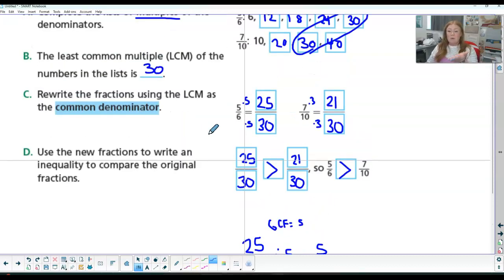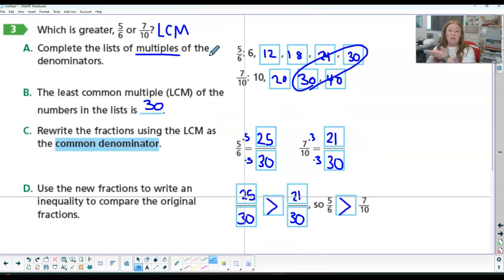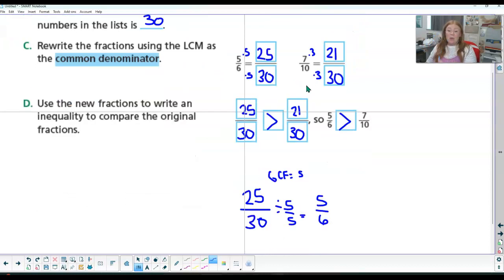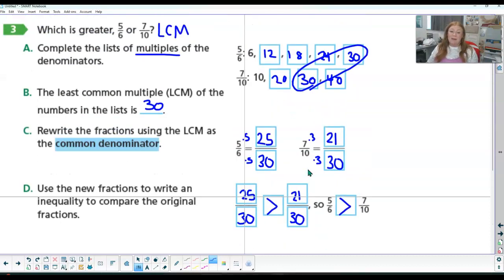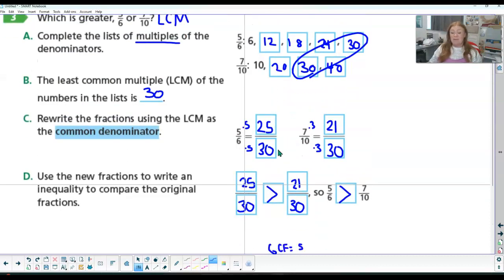So when we want those equivalent fractions, we can use the LCM, and that makes the denominator bigger. Or if I use the GCF and divide the numerator and the denominator, that simplifies my fraction. So there's ways you can use both of them as you are comparing fractions.